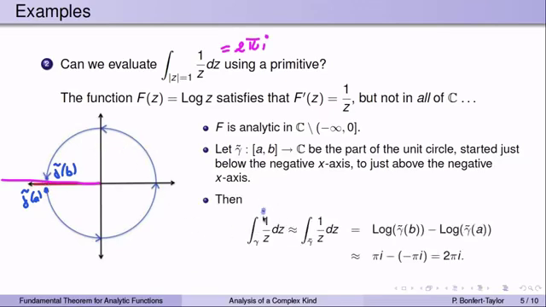So the integral over gamma of 1 over z dz is almost the same as the integral over gamma tilde, and we can make this as good as we want. But when we integrate over gamma tilde, we have an antiderivative. The antiderivative of 1 over z is log z. So we can take the logarithm, evaluate it at gamma tilde of b, and subtract the logarithm of gamma tilde of a.